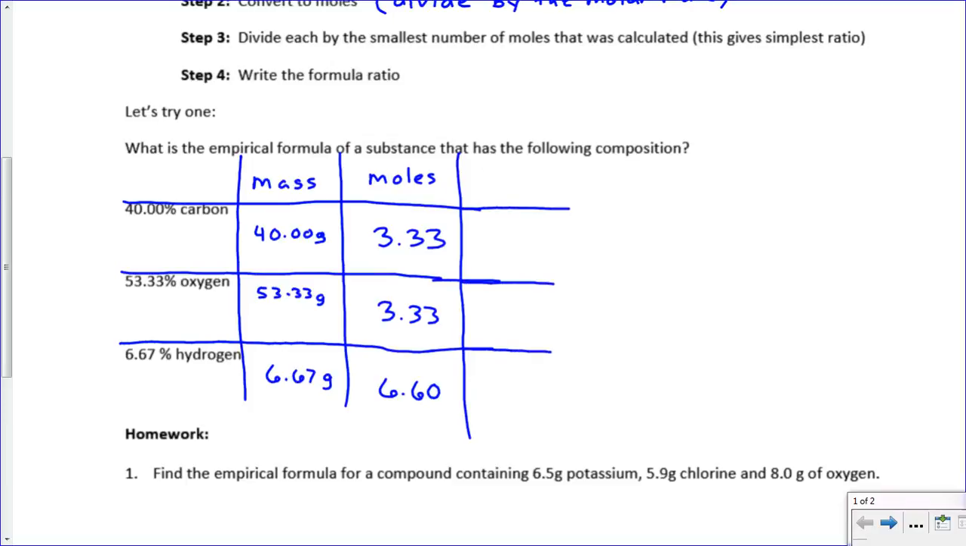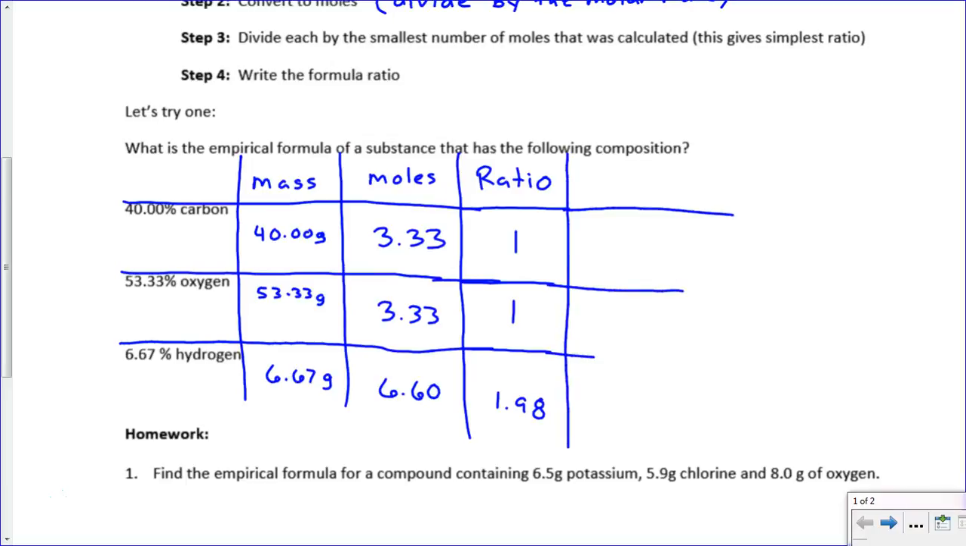The next thing we need to do is figure out what ratio exists between these different numbers of moles. To do that, you divide by the smallest number of moles. And so we've got 3.33, 3.33, and 6.60. The smallest number there is 3.33. All right, so we divide each of these by 3.33. 3.33 divided by 3.33 is 1. And then the second one, 3.33 divided by 3.33 is 1. And then 6.60 divided by 3.33, we get 1.98. All right, so that is the general ratio there.